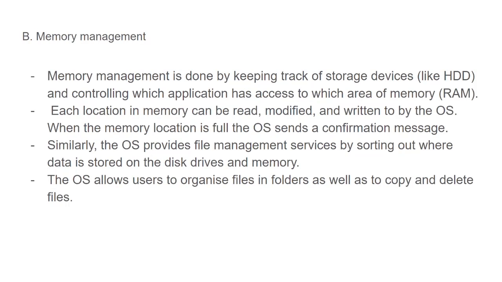Second function of the operating system is memory management. It is done by keeping track of the storage devices like the hard disk drive, and controlling which application has access to the primary memory or RAM. As I said last time, usually when we say memory, we mean RAM, or random access memory, because this is the memory we can access, we can read, write. ROM, we cannot do anything, but RAM, it's the one which we access.